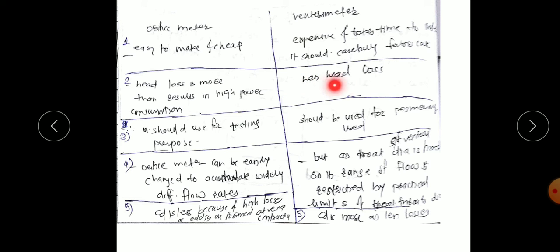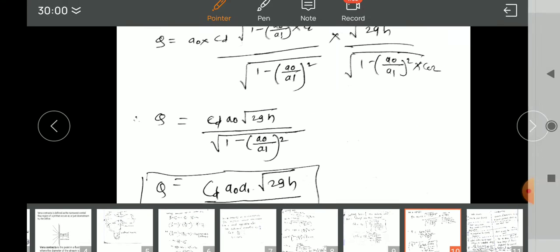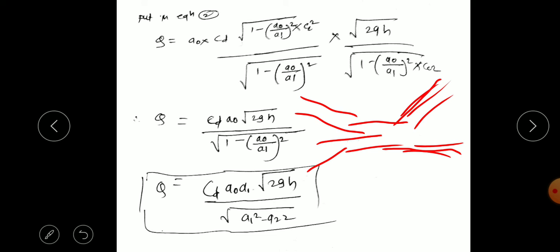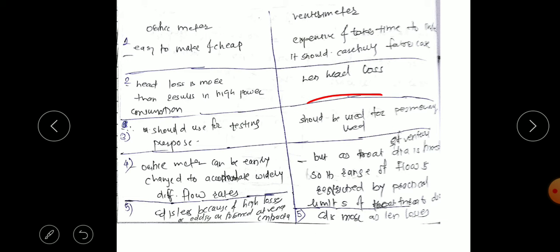As compared to that, the venturimeter consists of two parts. One is the converging section, where the area reduces, and after that some of the head loss is recovered by using the diverging section. The diverging section recovers some of the pressure energy that drops, so the head loss in the venturimeter is less. That is the difference. So mostly for testing purposes the orifice meters are used, and for continuous flow measurement in a large pipe size, venturimeters can be used.